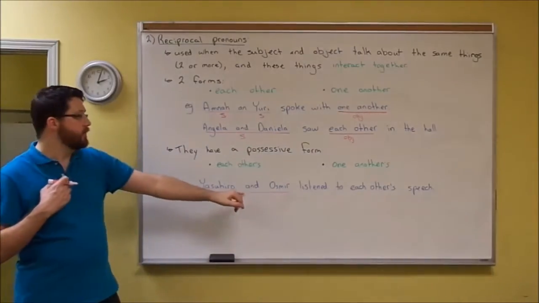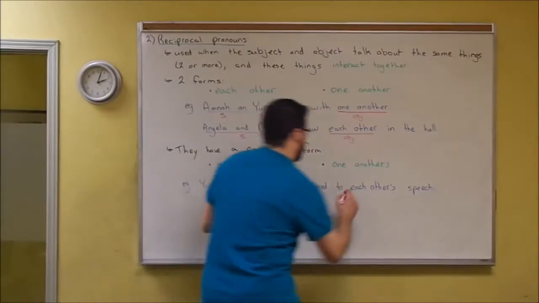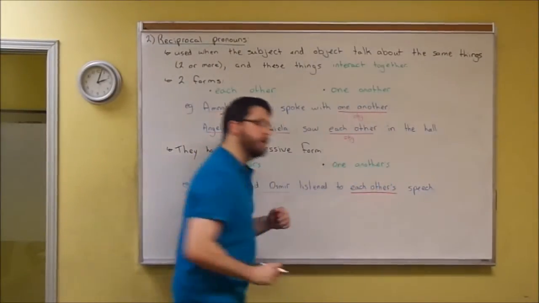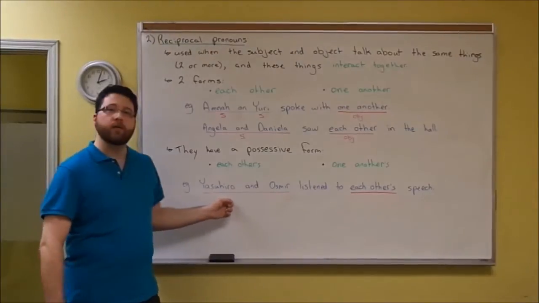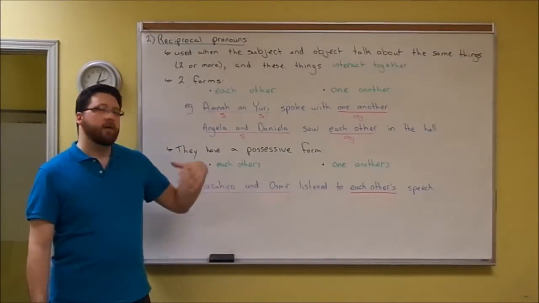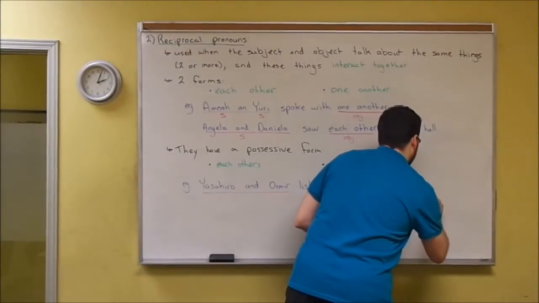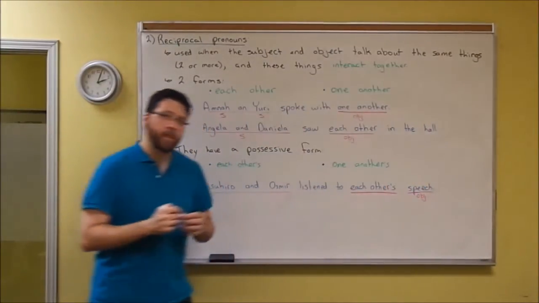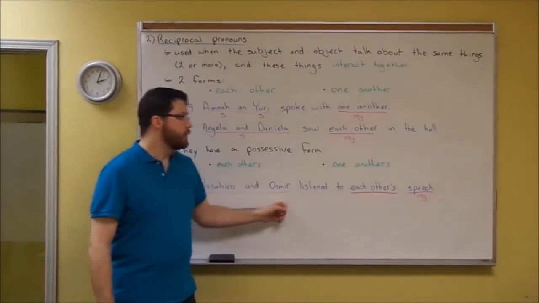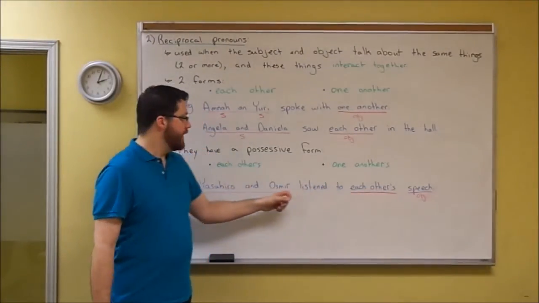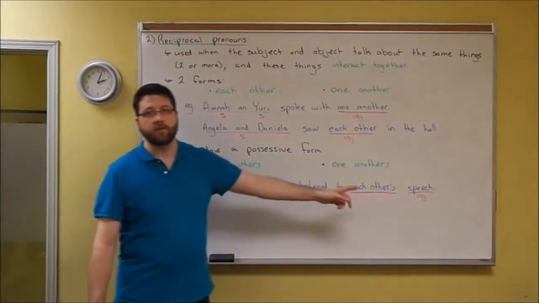Yasuhiro and Osmir listen to each other's speech. Now here, each other's is not the object. It's not talking about Yasuhiro and Osmir. The object is speech. And the meaning of this sentence is, Yasuhiro listened to Osmir's speech, and Osmir listened to Yasuhiro's speech.